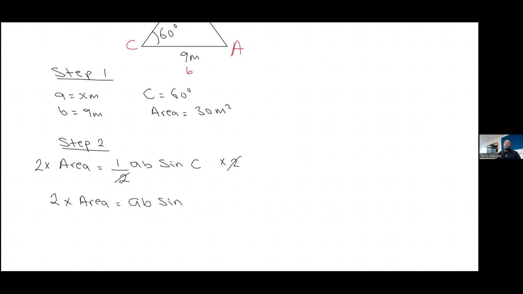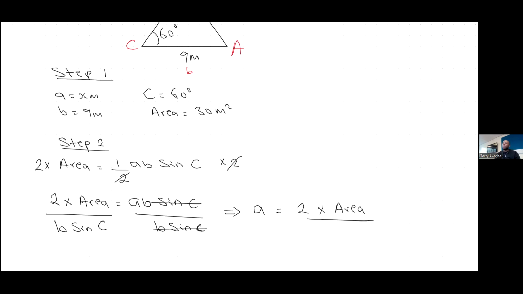I'm looking for a, not ab sine C. So I'm going to divide both sides by b sine C. Divide this by what? b sine C. So b sine C, we cancel this b sine C. Then we're going to have a equal to 2 times the area divided by what? b sine C.